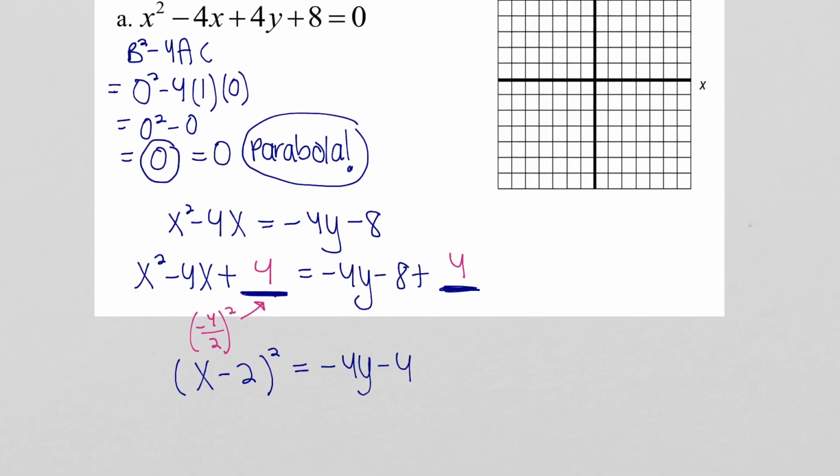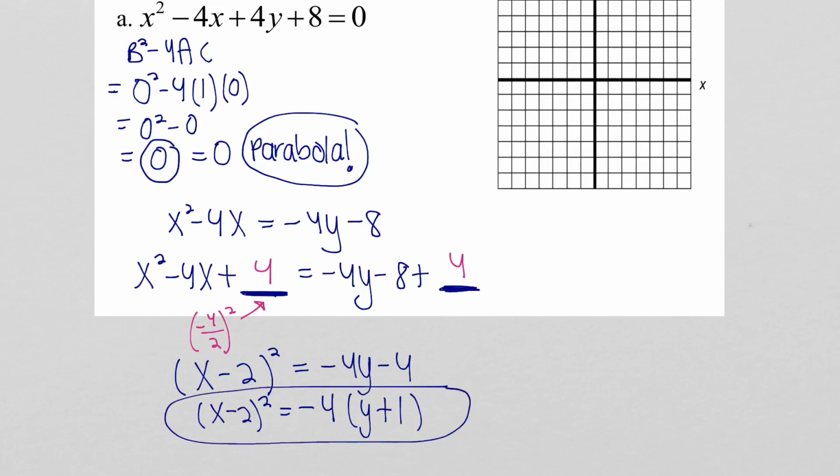Okay, we're getting close to standard form. The left-hand side looks good. It's a binomial squared, but I need the coefficient in front of the y term to be 1, because that's what the standard equation of this parabola is. So what I need to do is factor out a negative 4 so that I am left with y plus 1. Now this equation of the parabola is in standard form and I can graph it.